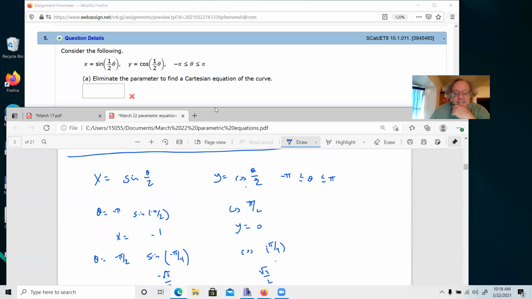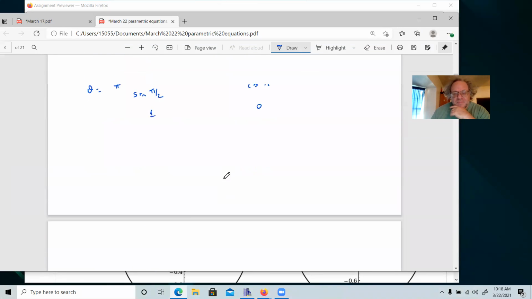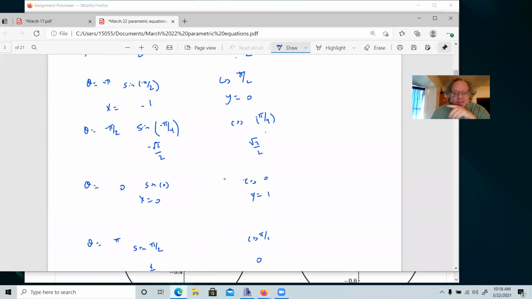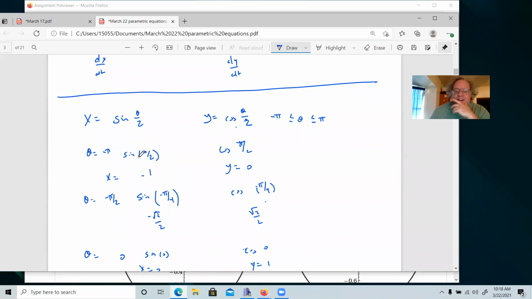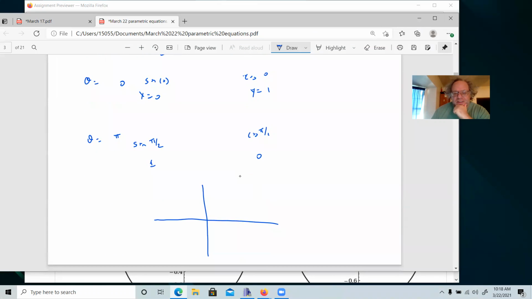Now to graph this thing, I should have been a little bit neater about making all of this up. Okay, so when theta is negative pi, we start off at the point negative 1, 0. Okay. So we're here.